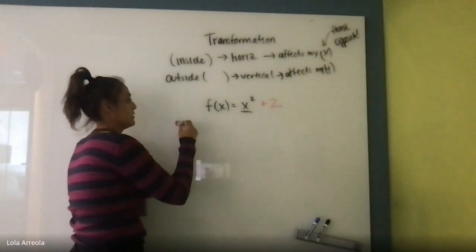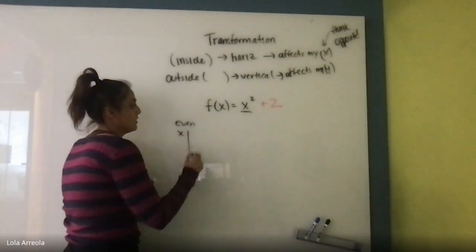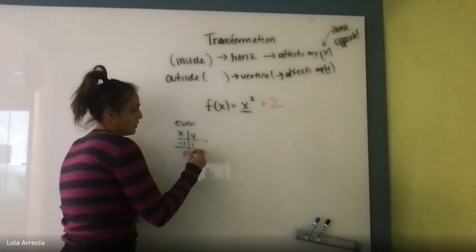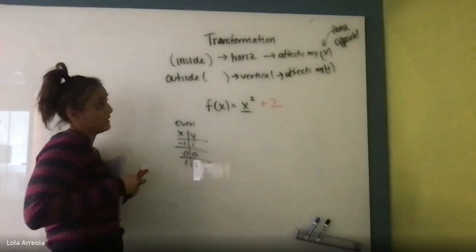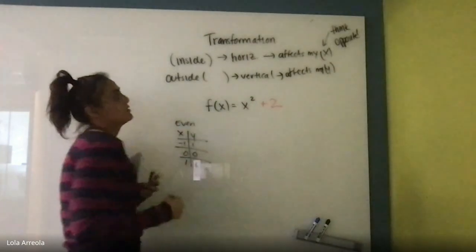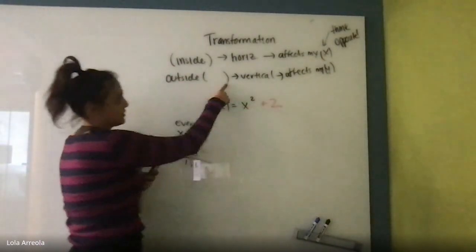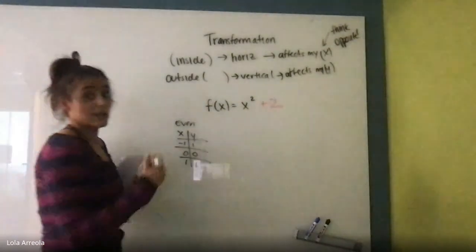Oh, I have an even function. So I use even points, even key points. What are my even key points? x, y: negative 1, 1, 0, 0, 1, 1. Okay, now I have to determine, is this plus 2 happening within parentheses? So inside parentheses, is it bounded by parentheses or outside? I don't see any parentheses, so that means it's happening on the outside.